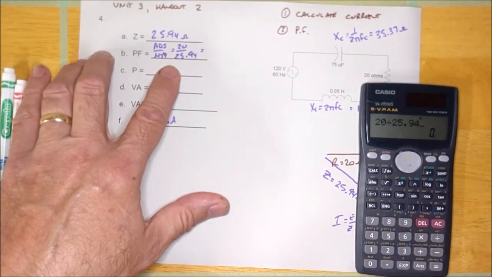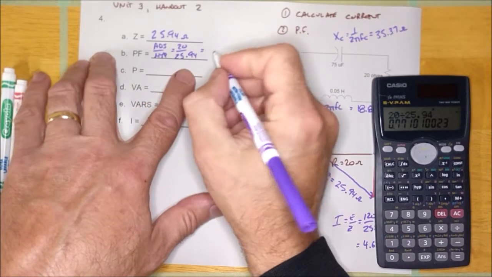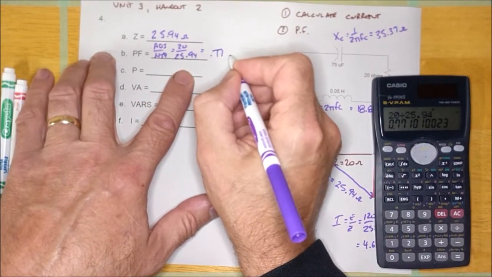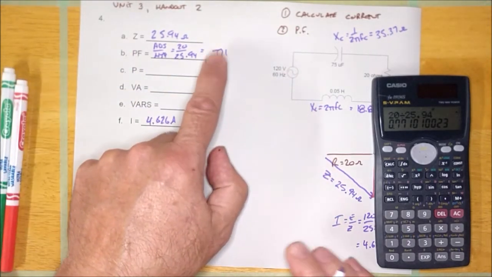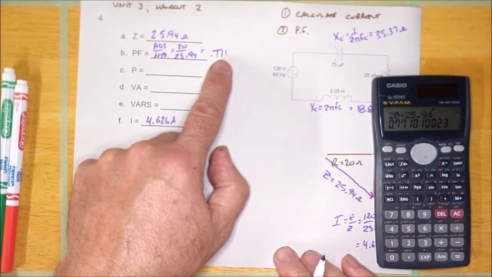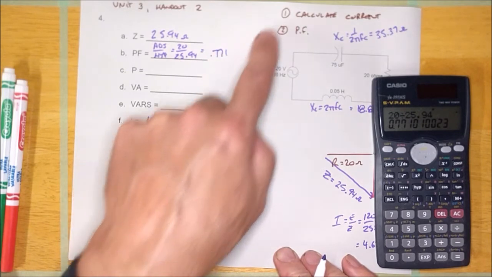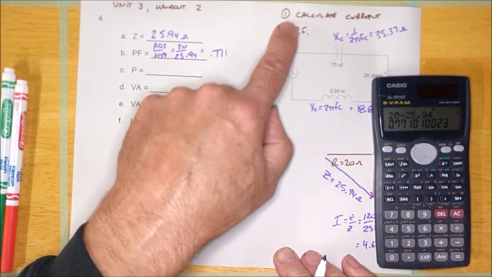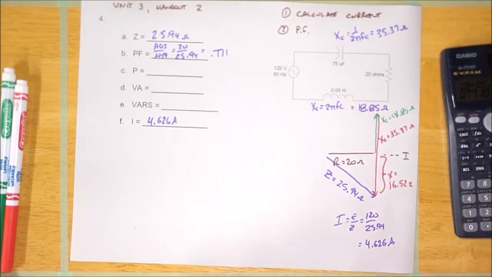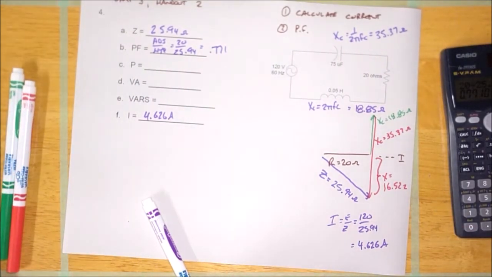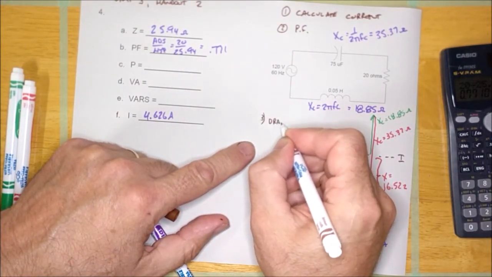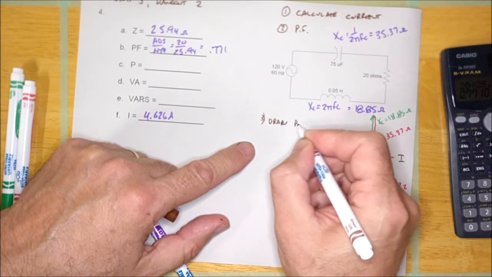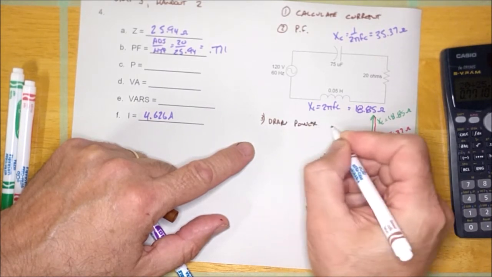20 divided by 25.94, and according to this, it's 0.771, okay? So there's my number between 0 and 1, 77.1%. All right, guys? Now, I always calculate those two things first, because the third thing I try to do in any circuit, and I'm going to put it right here, is draw power phasors.